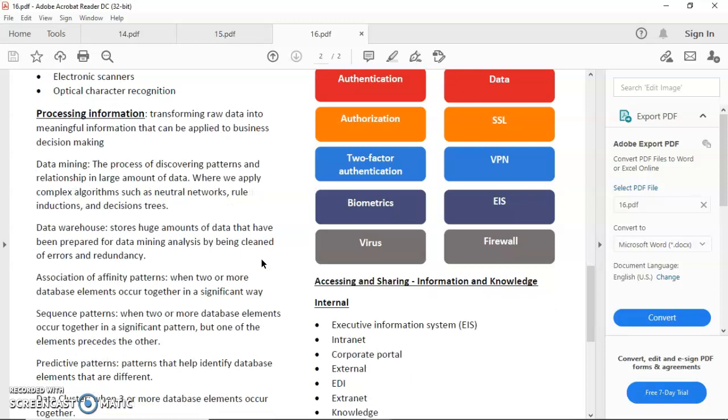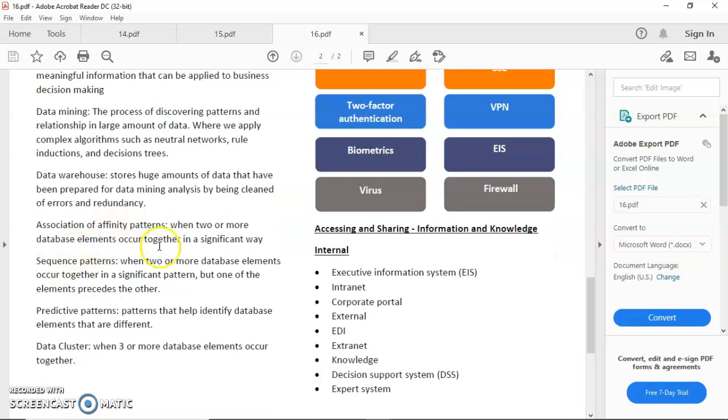After, the information is stored into a data warehouse, where there is a huge amount of data that has been prepared for data mining analysis by being cleaned of error and redundancy. After, the sequence of pattern, when 2 or more data elements occur together in a significant pattern, but one of the elements precedes the other. There's also the predictive pattern, that is a pattern that helps identify database elements that are different. And the association or affinity patterns, when 2 or more database elements occur together in a significant way.